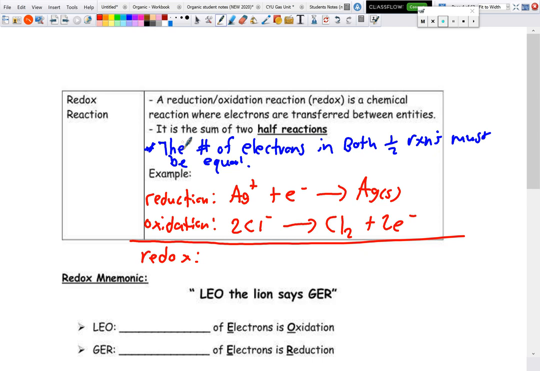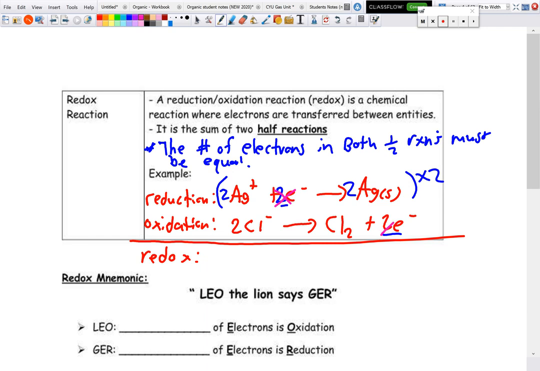Now we are going to make use of the little one that I wrote in here: the number of electrons in both half reactions must equal out. In our silver example we have 1 electron, in our chlorine example we have 2 electrons. Well, what we can do is multiply this whole equation by 2, so we get new coefficients in front. Now, if you remember back to Hess's law, when we add 2 equations together, if one thing shows up on the reactant side and the exact same thing with the exact same number shows up on the product side, they're going to cancel out.